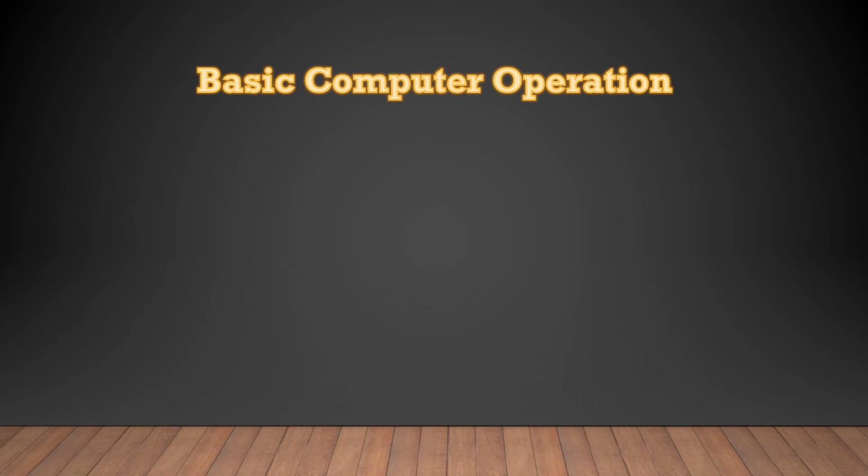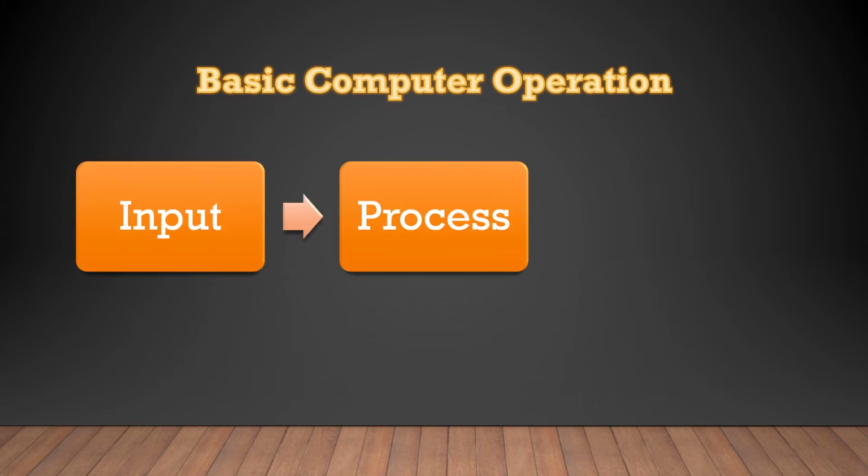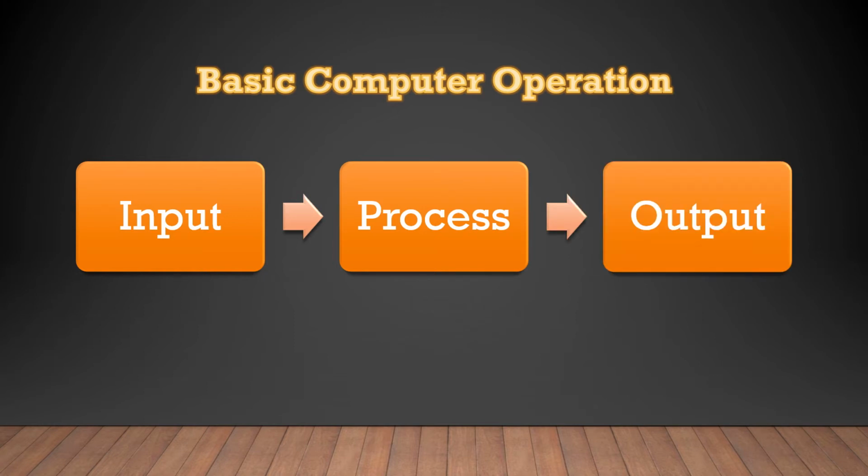Here, as you can see, is a diagram of basic computer operation. Accept data by using input devices. Then process, and after processing we get a result. It's called output. Now I am going to explain about input.